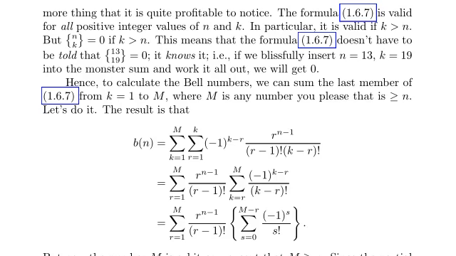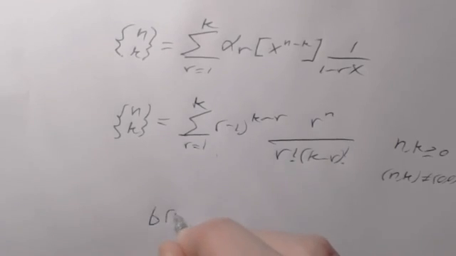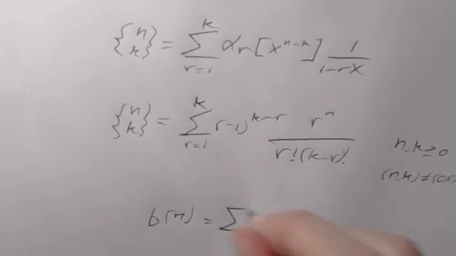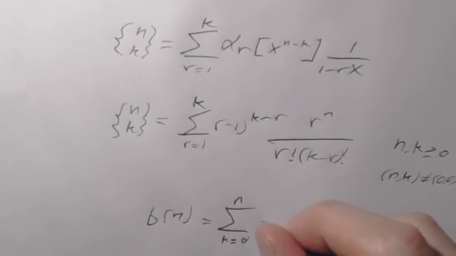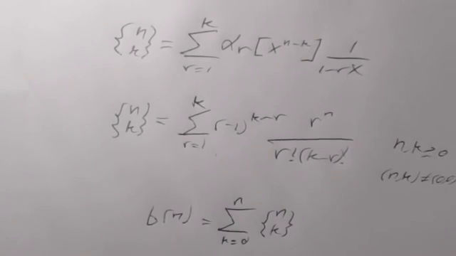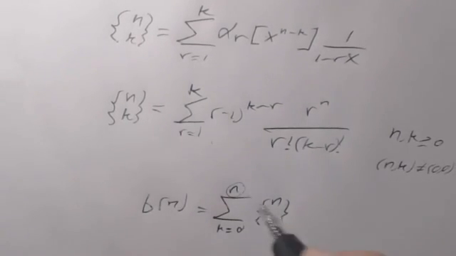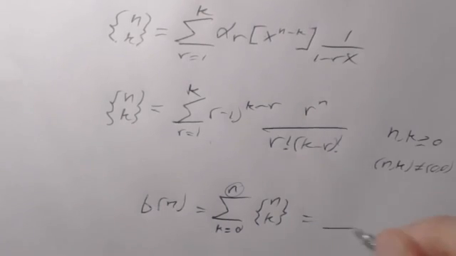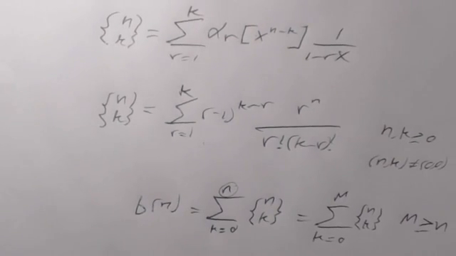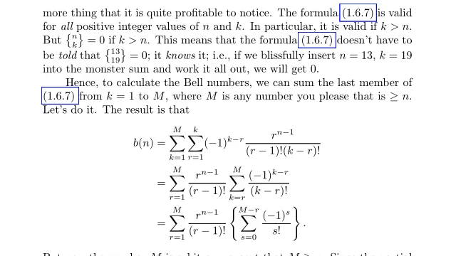So, what do they mean there? Bn is the sum from k equals 0 to n of {n k}. However, like it says, we could choose anything bigger than n, because once k exceeds n, you always get 0 here. So if k equals 0 to m, so m is greater than or equal to n, right? Is that what they've said? Yep.